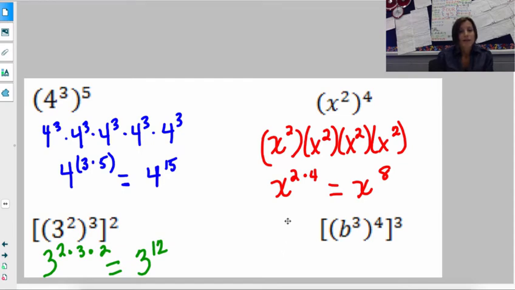All right, last example. We've got b to the 3rd power to the 4th power raised again to the 3rd power, which gives us b to the 12th times 3 is 36. b to the 36th power. Yes, our exponents are getting larger.